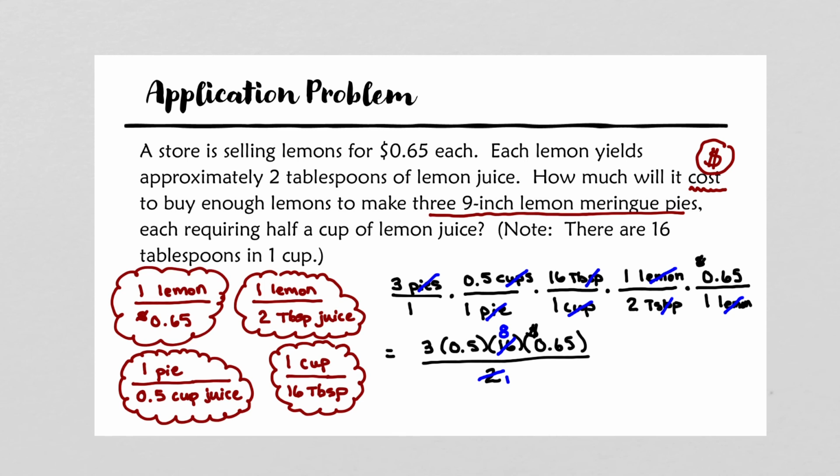And now I'll pull out my calculator. I will take 3 times 0.5 times 8 times 65 cents. When I multiply all of those numbers together, I get 7.8 in the numerator with the unit dollars and 1 in the denominator. 7.8 divided by 1 is just 7.8, but this is money, so I want to rewrite it as a numeric dollar value, which would be $7.80. To make 3 9-inch lemon meringue pies, it will cost us $7.80, given all the information that we're given.